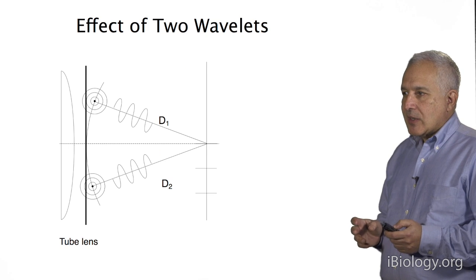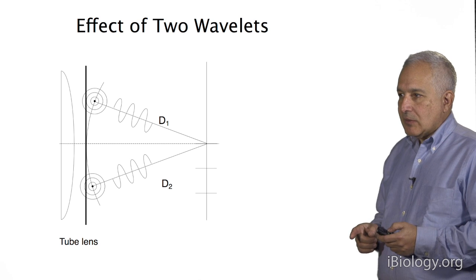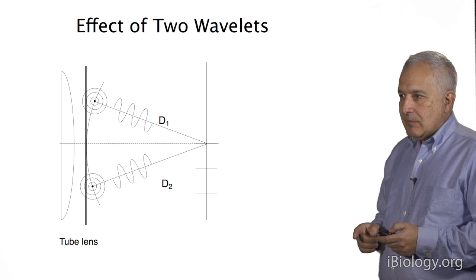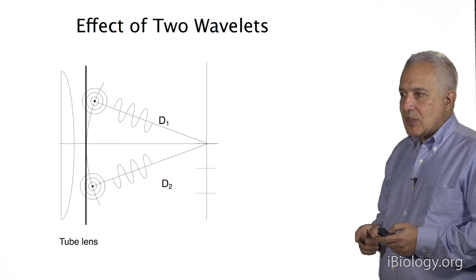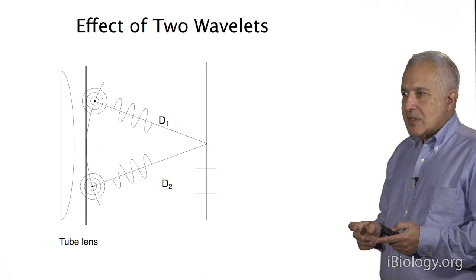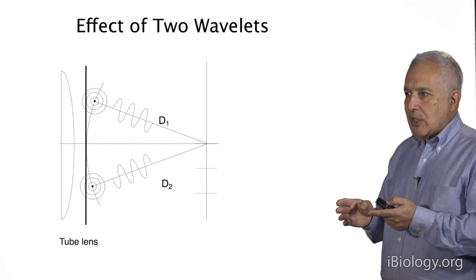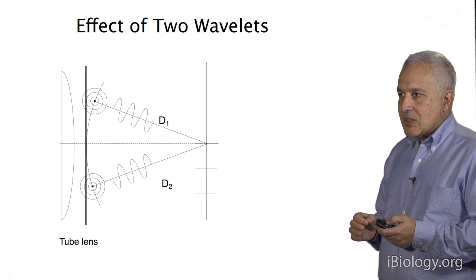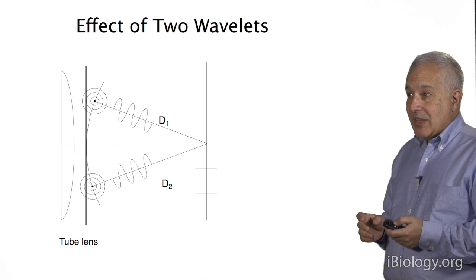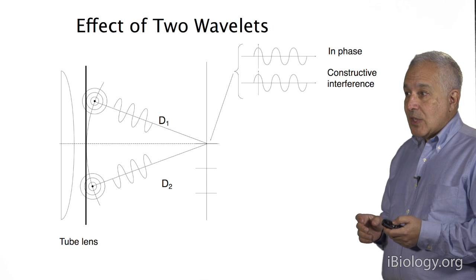So let's start now with just two of those wavelets and arbitrarily pick a position midway between them, where that vertical line is, where the distances d1 and d2 are identical. The distance is the same. Those two waves will both be troughing, peaking, or in between at exactly the same point. And therefore, if you add those two waves together, they're in phase and you will get constructive interference.